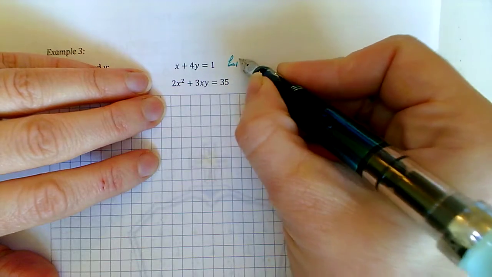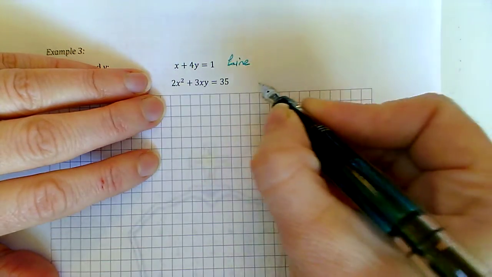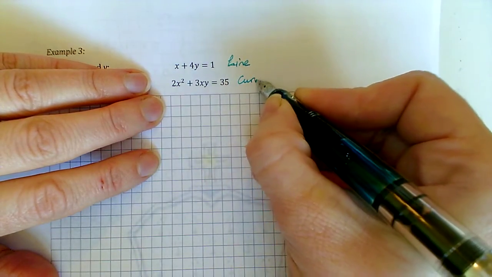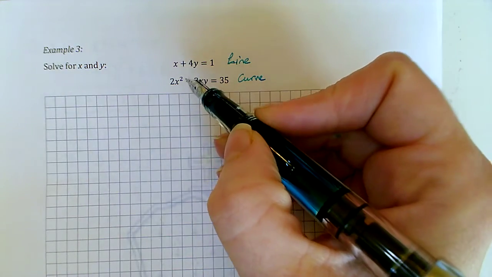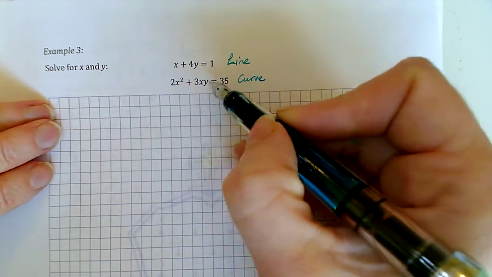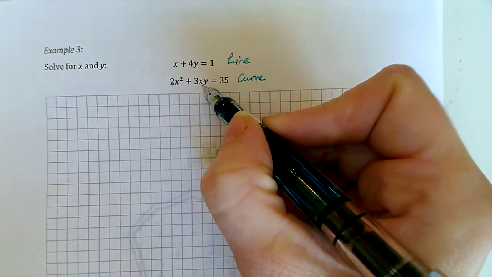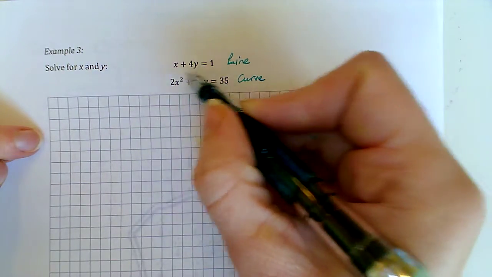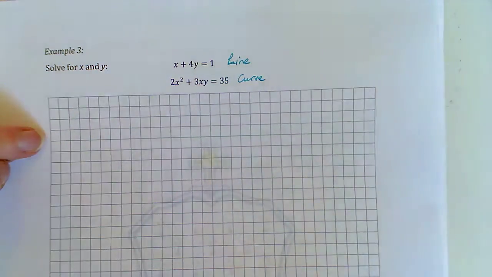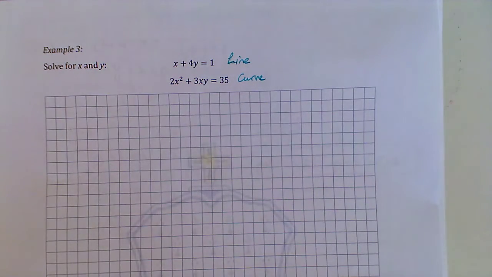We'll call this one the line because there is no power in it, and this one is a curve because we have a power of x. And also we've got x multiplied by y. That's the other thing that shows us that we don't have a line. In a line, x and y are never multiplied together, but they might be if we have some kind of curved function. When I call it a curve, I'm talking about the graph of that function will be a curve.